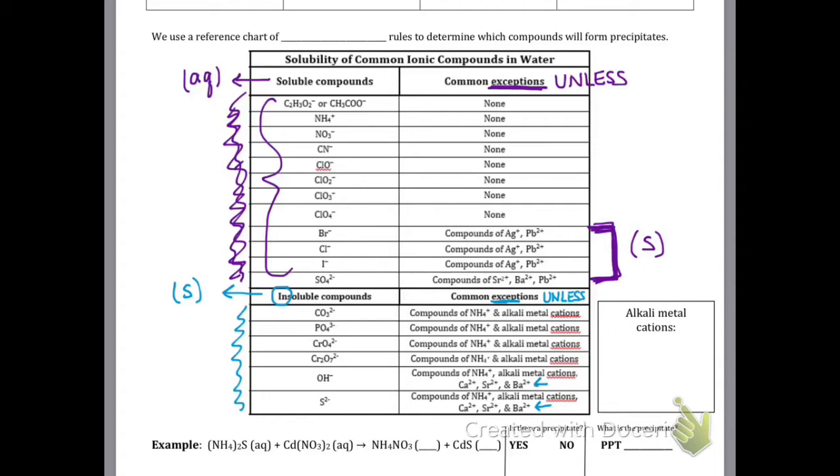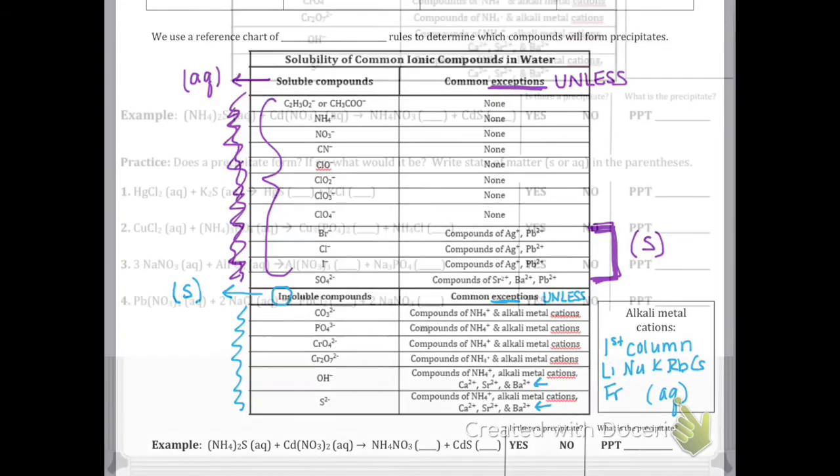So the question is, what are alkali metal cations? Alkali metal cations are the first column of your periodic table. Okay, it consists of lithium, right? Sodium, potassium, rubidium, and cesium, and also francium. They are always going to be aqueous. Okay? Always going to be aqueous. So we're going to use this chart. I know it looks a little confusing now, but once we go through the examples, then hopefully you'll get a better idea on how to use the chart.